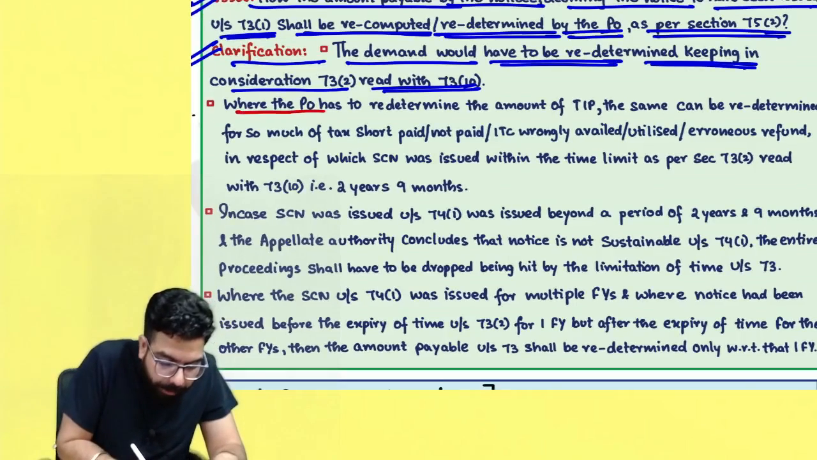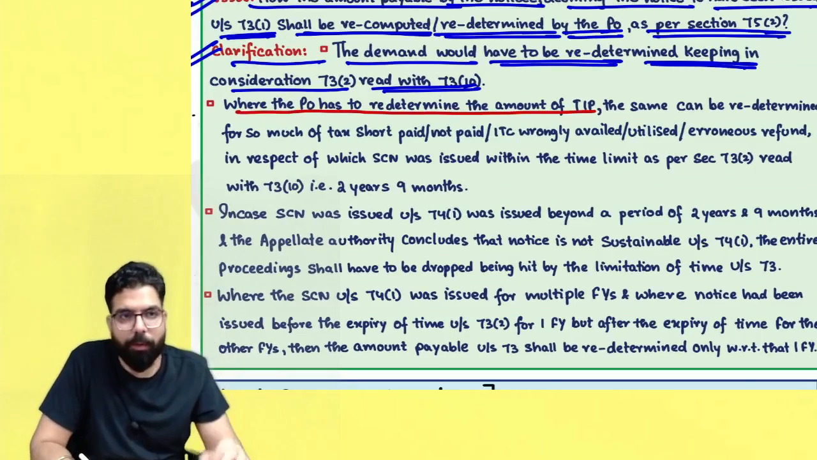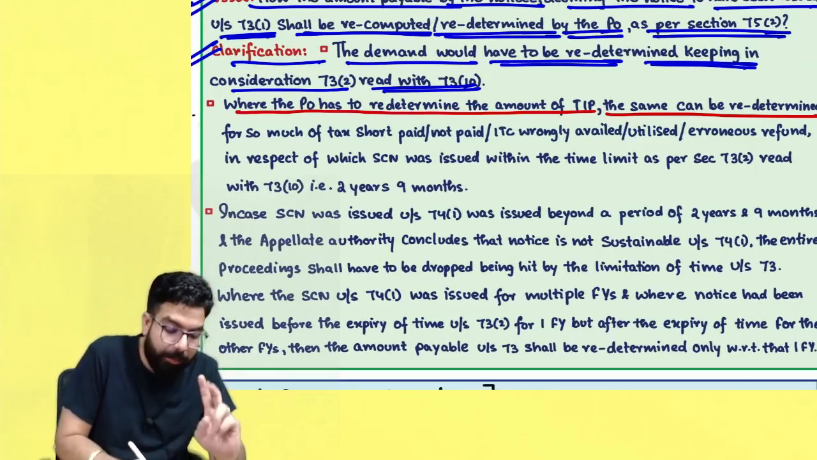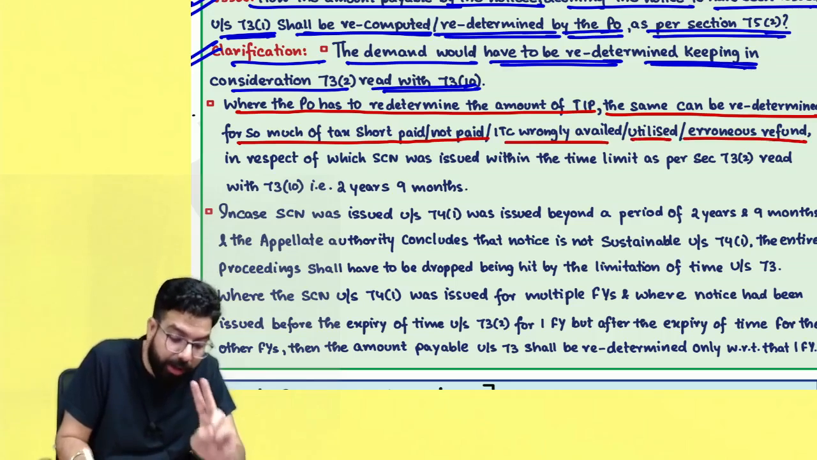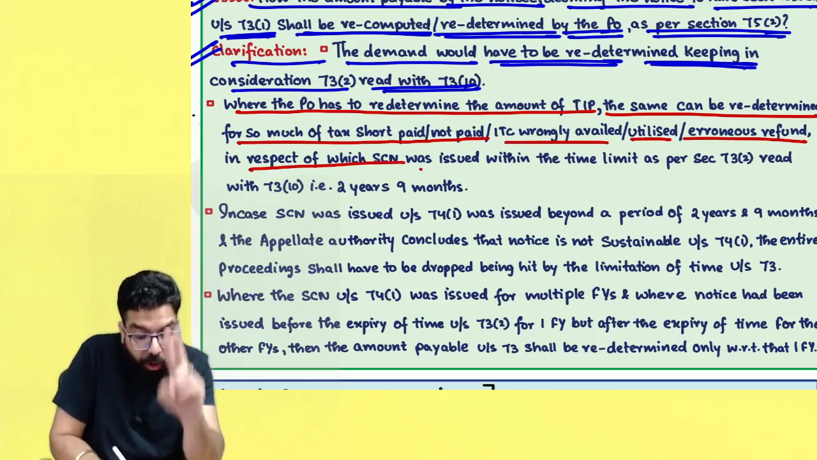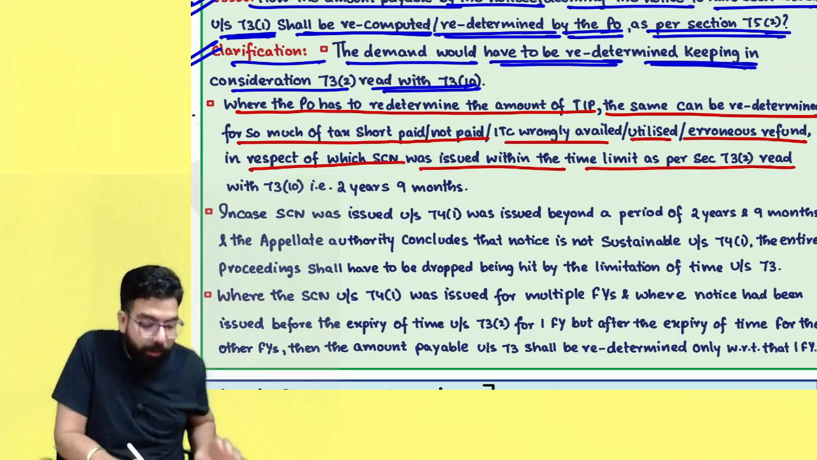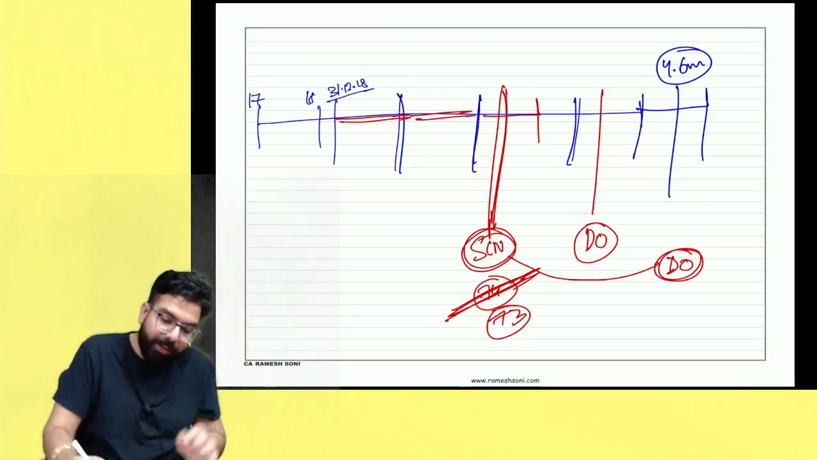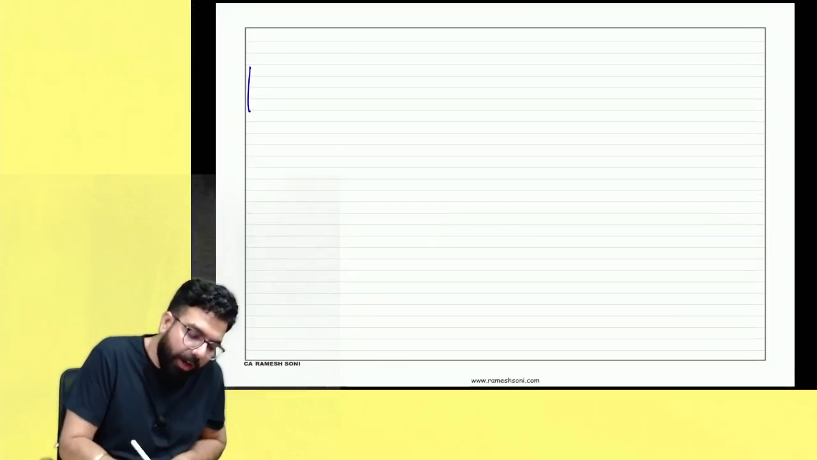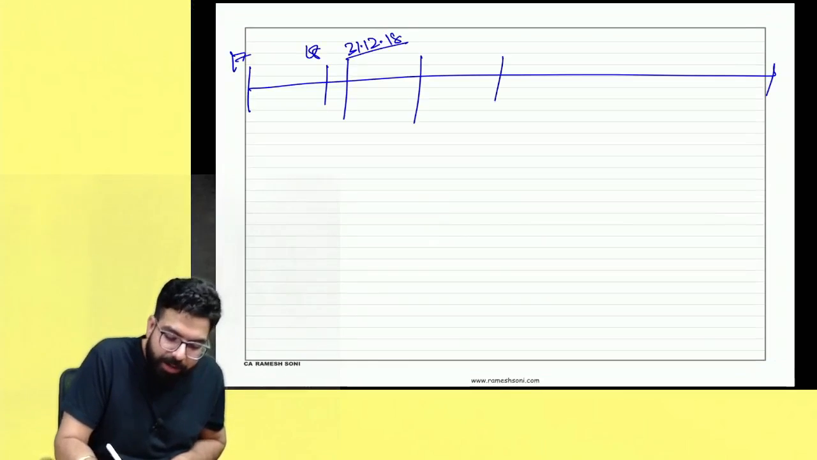So it says where the proper officer has to redetermine the tax, interest and penalty, meaning the demand order has to be passed, the same can be redetermined for so much of the tax not paid, short paid, ITC wrongly availed or utilized or erroneous refund, in respect of which the show cause notice was issued within the time limit as per section 73(2) read with section 73(10), that is 2 years and 9 months. My question to you guys, supposing the officer had gone ahead for the year 17-18. This is 31st December 2018. Now 1 year, 2 years, 3 years.